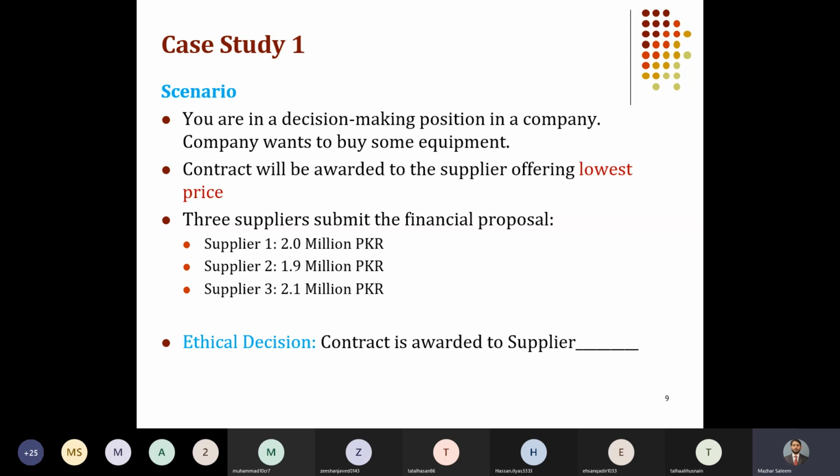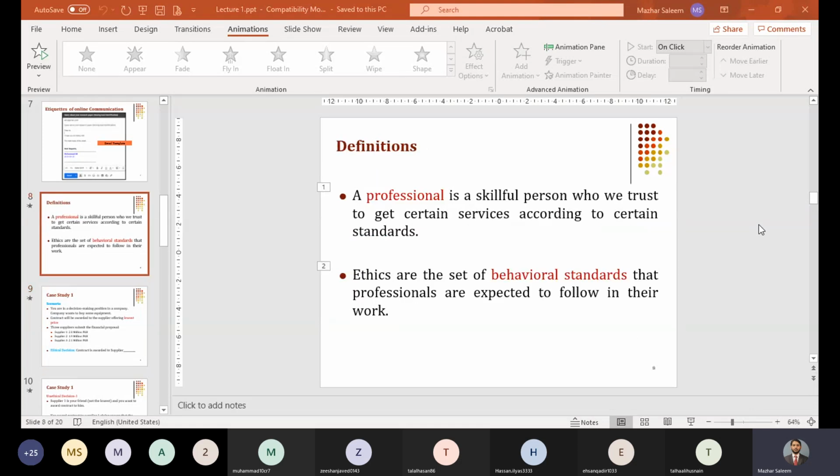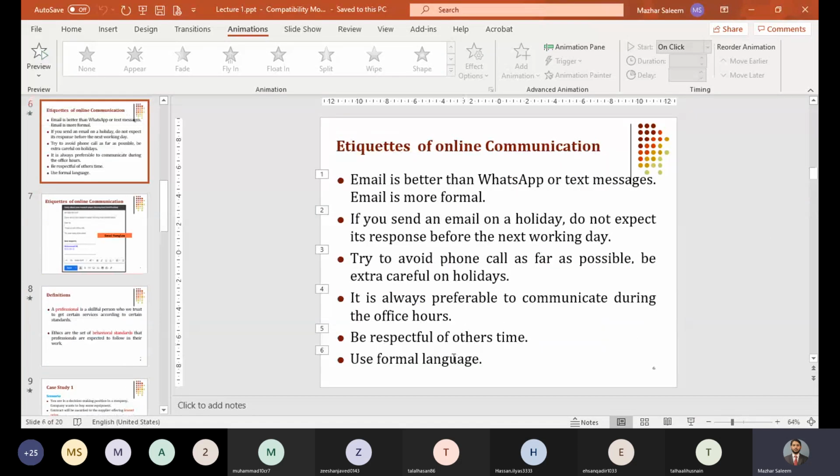The ethical decision would be: the contract is awarded to which supplier? And we are making an assumption that all these suppliers are providing material according to the required standard. Now, what do you think?